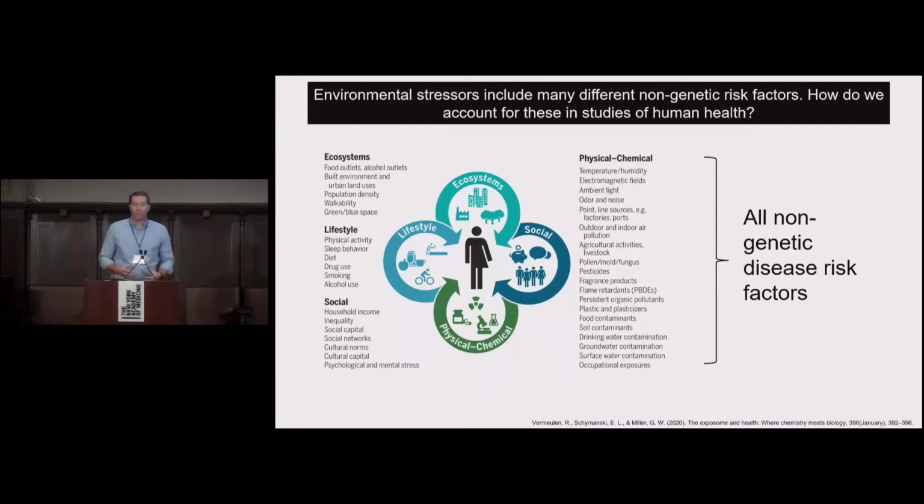So to better account for these environmental and lifestyle components that can contribute to human health, we've really started embracing this exposome concept, as many of you have heard about over the many presentations we've had. And when we think about the exposome in its totality, we can consider the exposome to include all non-genetic disease risk factors. These are things like ecosystem and psychosocial factors that contribute to our health, as well as physical and chemical factors like temperature or air pollution or chemical exposure.